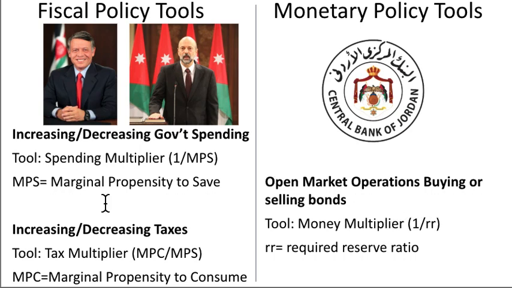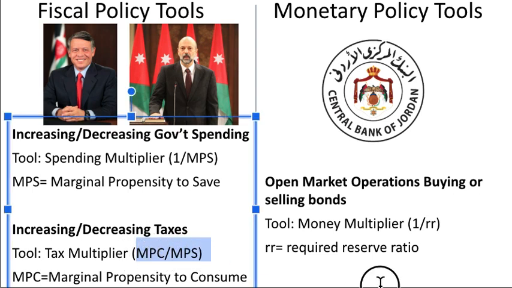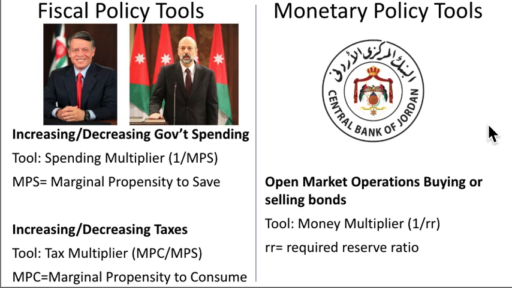And this week we're going to add one extra multiplier, the tax multiplier. If the Jordanian government increases taxes by $1 million, how is that going to decrease consumer spending or decrease spending overall and AD overall in an economy? We would use the tax multiplier, which is MPC over MPS. So now that we have all three of these tools, we will apply them in class.